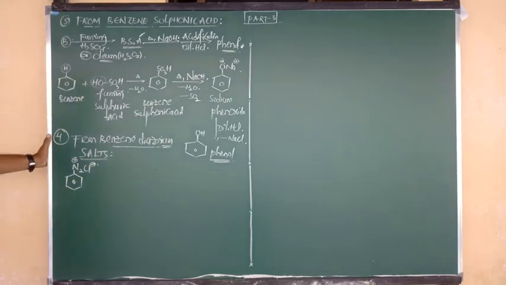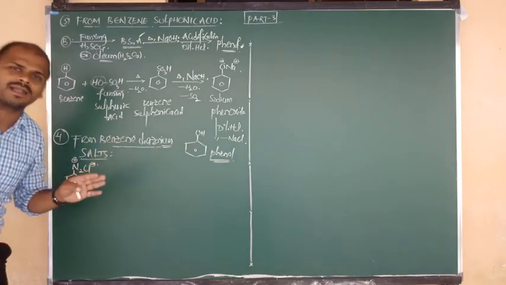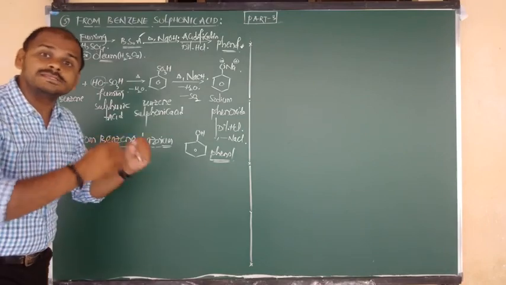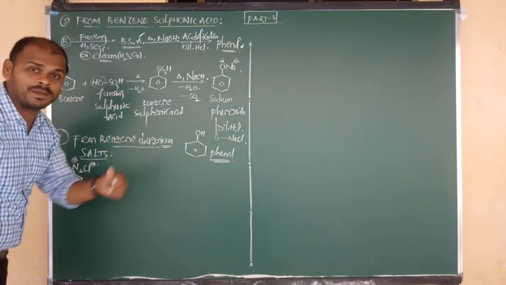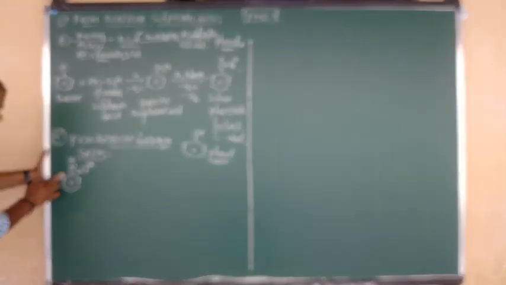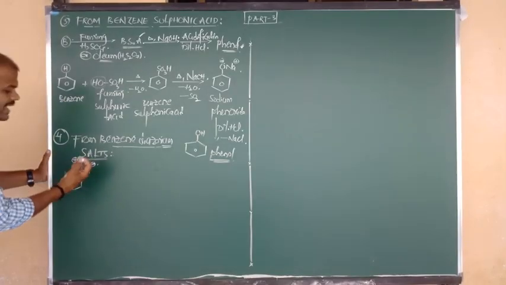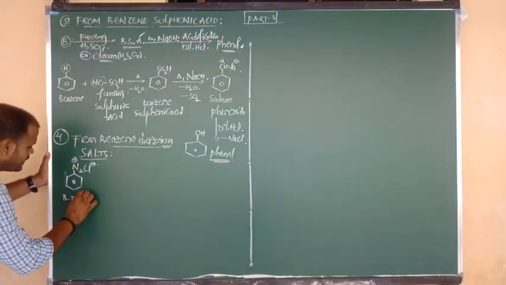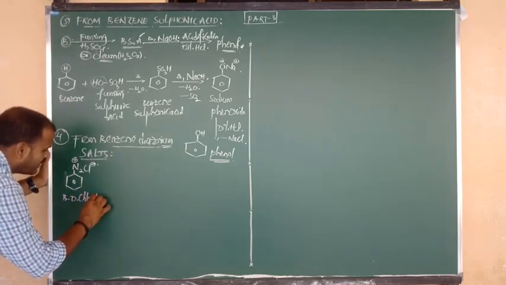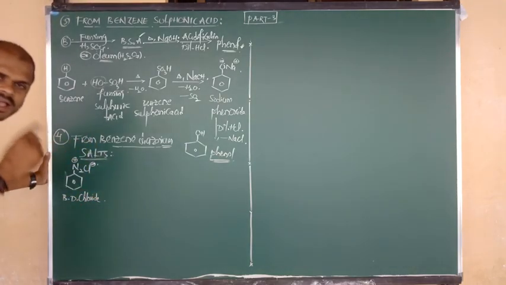I hope you understand. So benzene diazonium chloride, benzene diazonium bromide with Br minus. Like that, any number of benzene diazonium salts you can consider. But benzene bonded to N2 plus is fixed. Maybe Cl minus, Br minus, I minus, any number of benzene diazonium salts you can prepare. So benzene bonded to N2 plus Cl minus is benzene diazonium chloride, an example of a benzene diazonium salt.